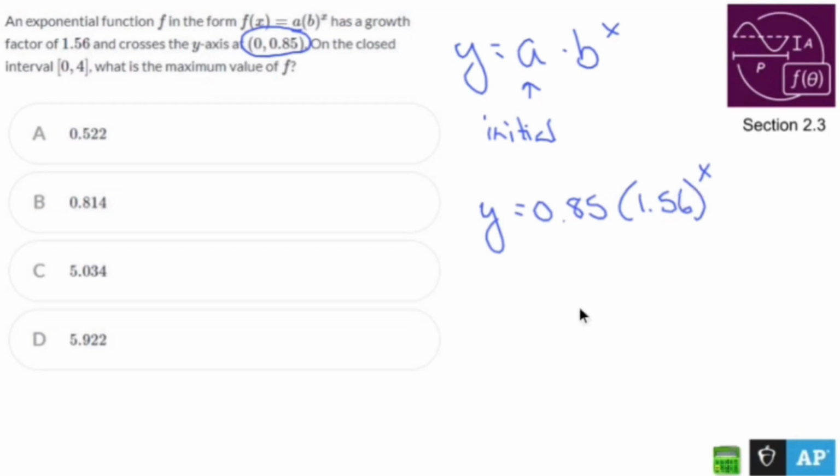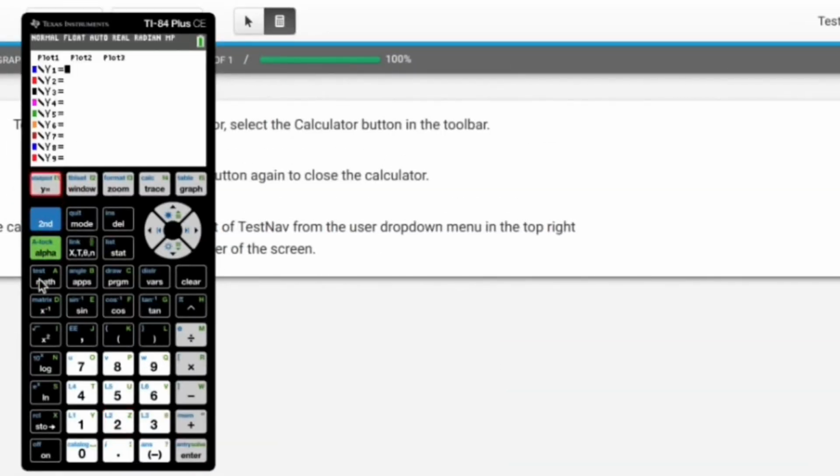So what I have is something in the form of exponential growth. Now it wants me, on a closed interval 0, 4, to find the maximum value of f. Well, it makes sense that if I have 0 to 4, 4 is going to be my maximum. So I just have to throw that in my calculator, plug in 4, and see what value I get. So we're just going to plug in the equation that we came up with: 0.85 parentheses 1.56, close the parentheses, to the x power.